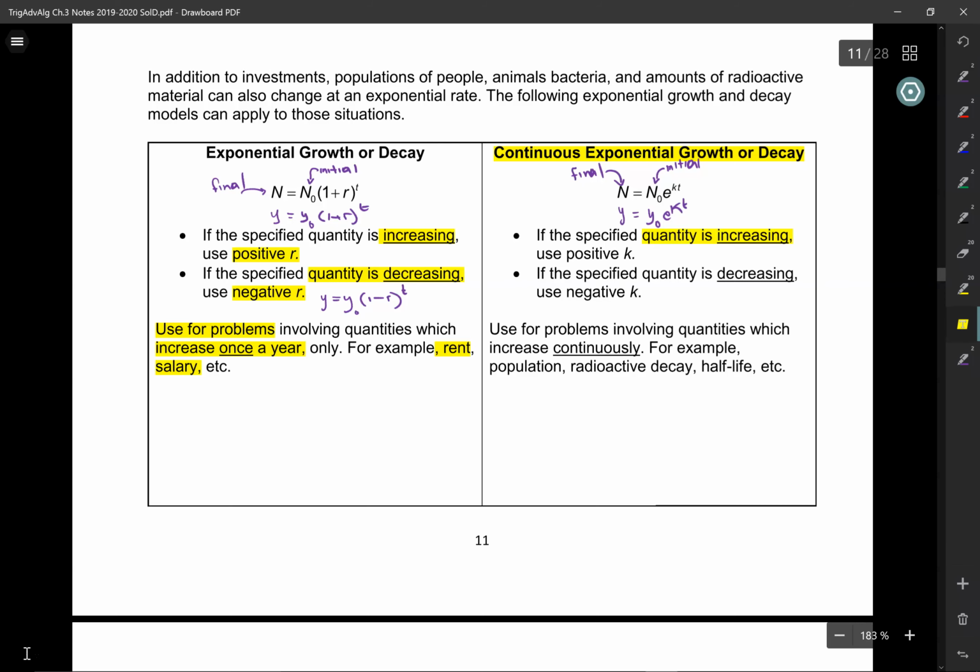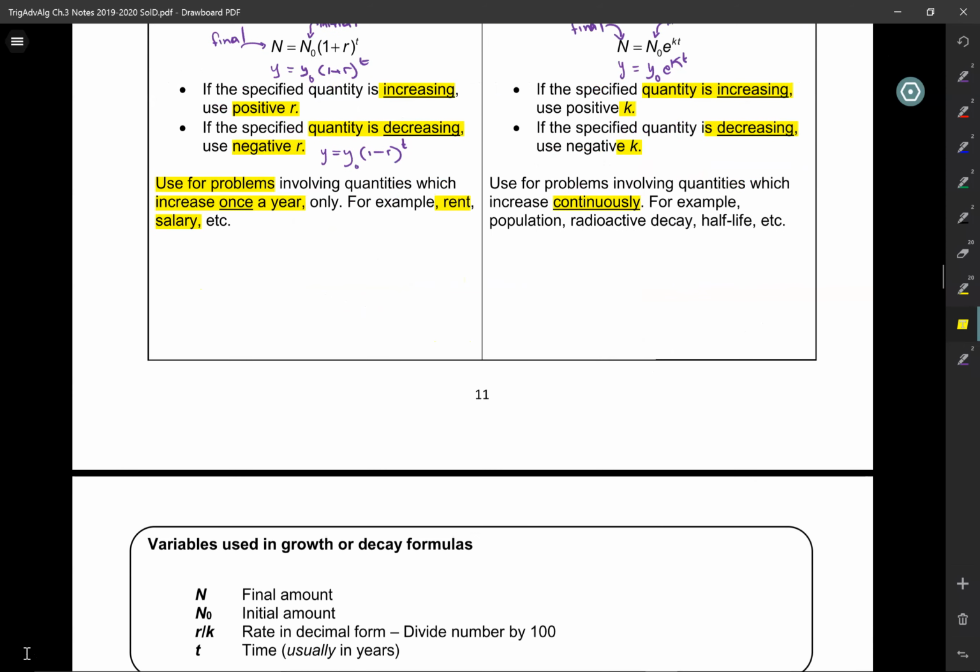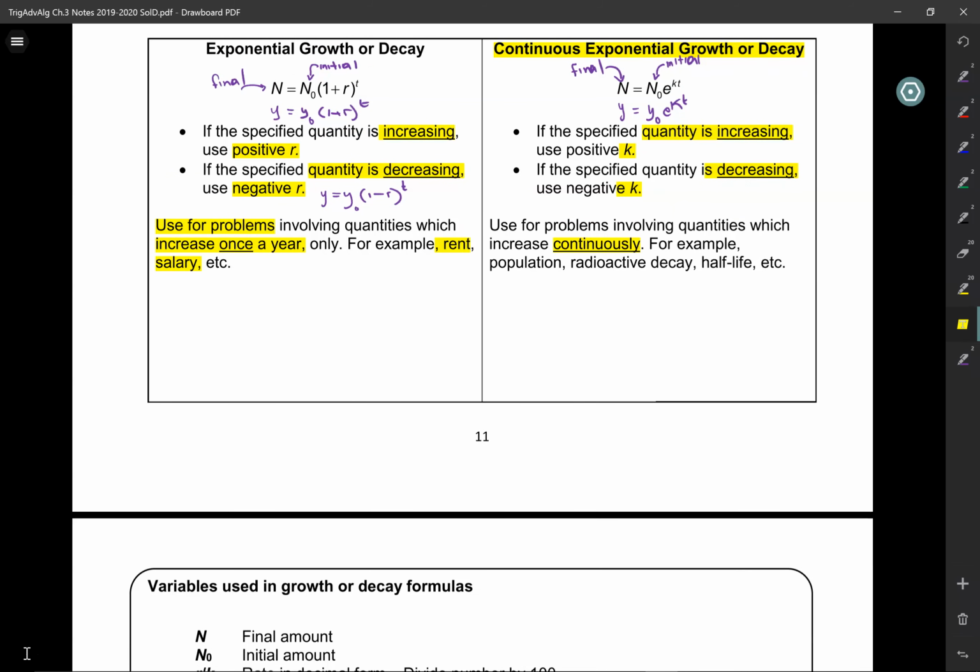And again, if the quantity is increasing, positive K. If the quantity is decreasing, negative K. And you have to see the word continuously. What I was just saying is A equals P e to the RT is only for bank accounts. If you have anything else, car losing value, house increasing in value, population, bacteria, rabbits, foxes, whatever, N equals N naught or Y equals Y naught.